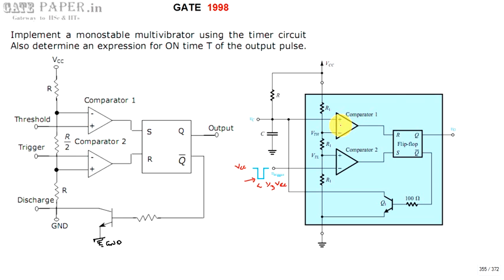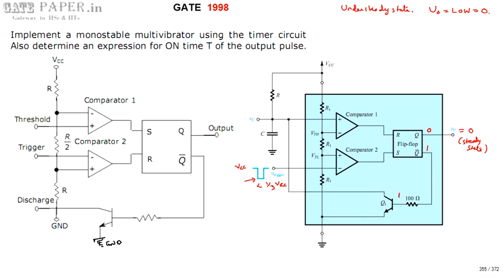Otherwise, it will always be at VCC. So first, consider the steady state. If you are not applying any trigger pulse, it will be in the steady state. For a monostable multivibrator, the steady state is when V0 is at the low level, that is 0. So V0 is 0 under steady state. Since it is 0, and the RS flip-flop has complementary outputs, definitely you are going to get a 1, which is a very high voltage.